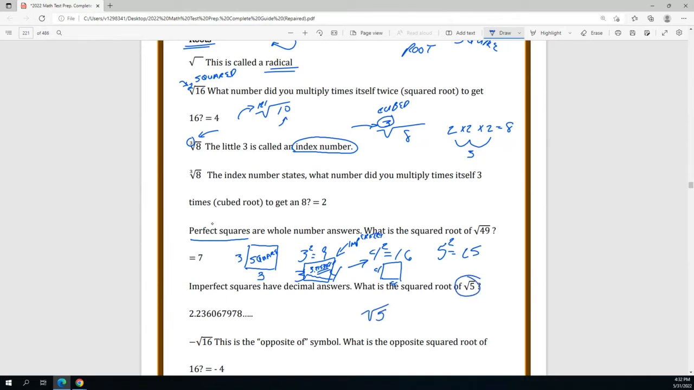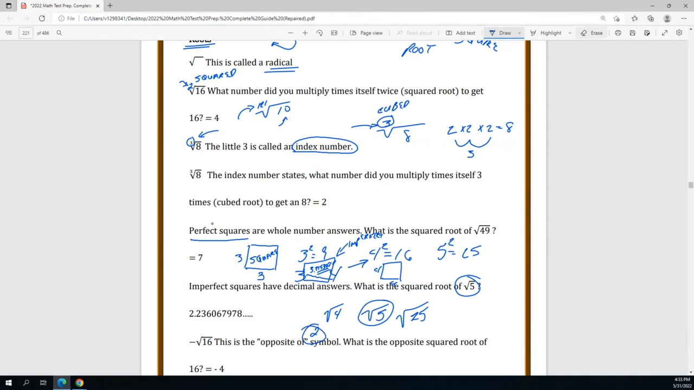So when we do imperfects, what they look like is something like this. What is the square root of 5? Well, I don't know what the square root of 5 is because it's not perfect. I know what the square root of 4 is, which is 2. Square root of 4 is 2. I know that. And I know the square root of 25 is 5. So I know that the square root of 5 is between the square root of 4, which is a 2.